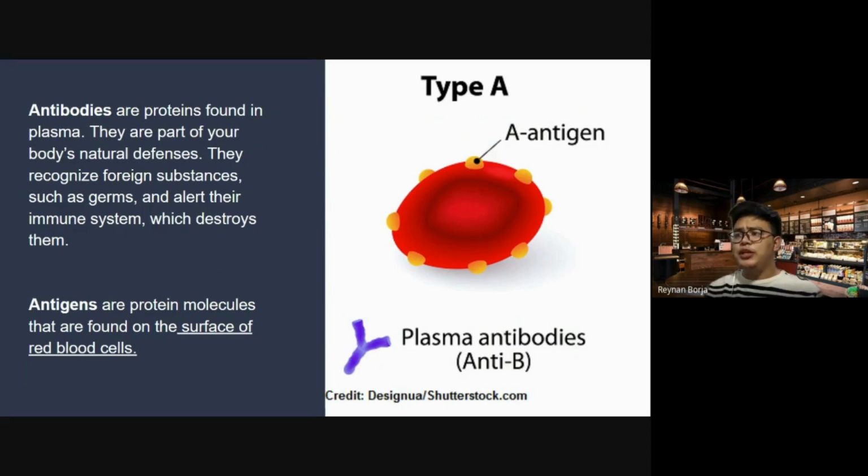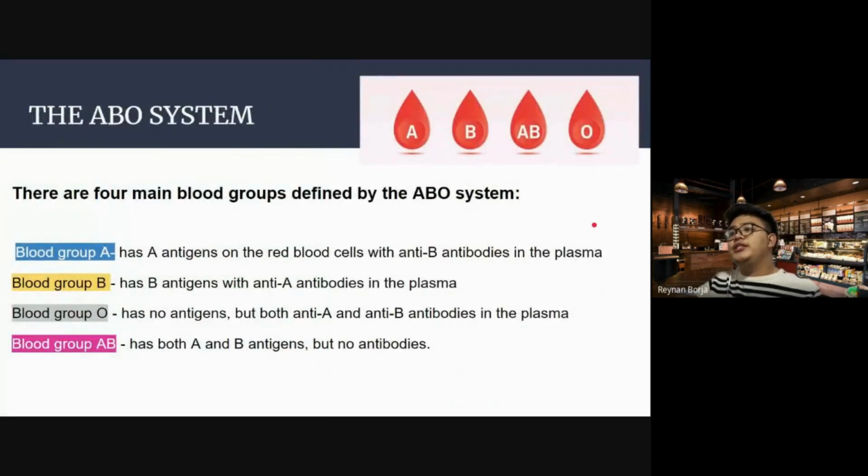So basic niyo na to sa inyo, di ba? Sa class niyo, pinag-aralan niyo na to. So first, i-discuss natin yung ABO system. Your ABO system, meron tayong 4 na na-determine through your ABO system. Your blood group A, blood group B, blood group O, and blood group AB.